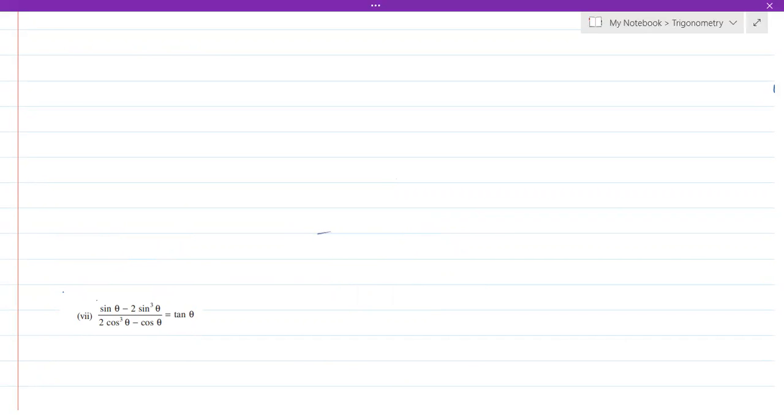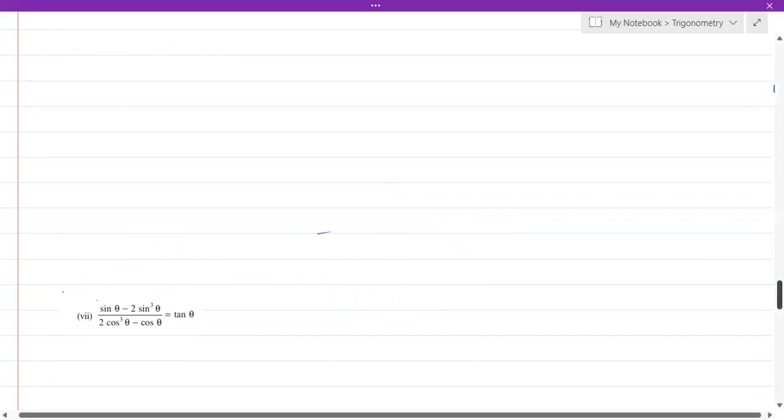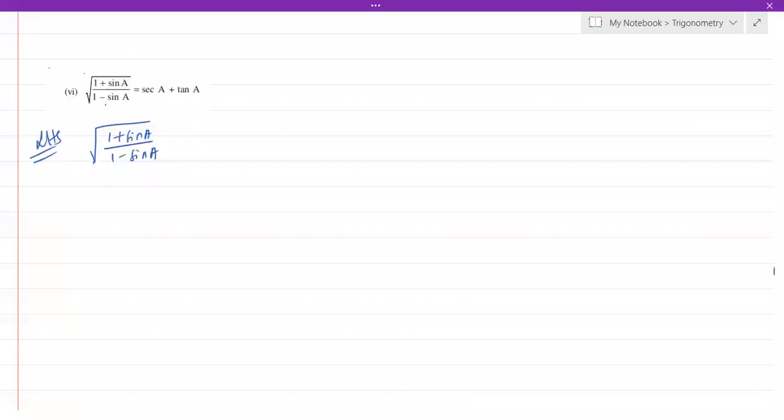Yeah. So as I told you, we must go with rationalization. So how do we rationalize? (1 plus sin A) by (1 minus sin A) into... we have to rationalize the denominator. The denominator is 1 minus sin A, so you have to take it as (1 plus sin A) by (1 plus sin A).